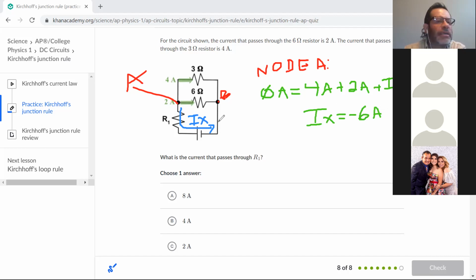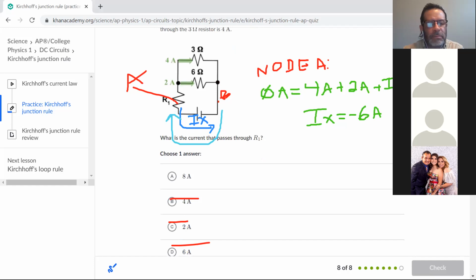It means that Ix isn't going this way, it means it's going this way. And so even though I set the current however I want, the sign is going to tell me if it's correct or if it's going the other way around. So the mathematical result, it's not 8, it's not 4, it's not 2, I think here on the bottom, it is 6 amps, which is this one here on the bottom.